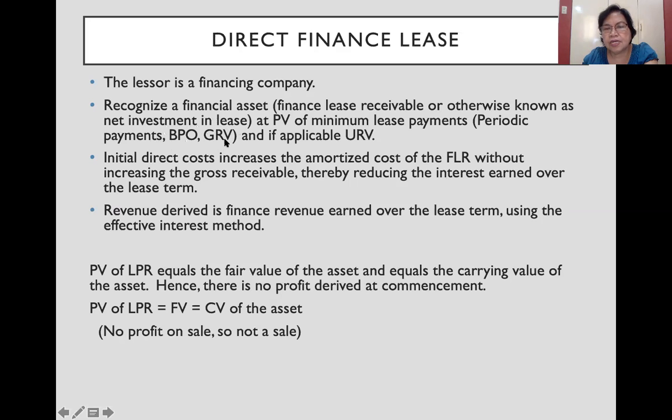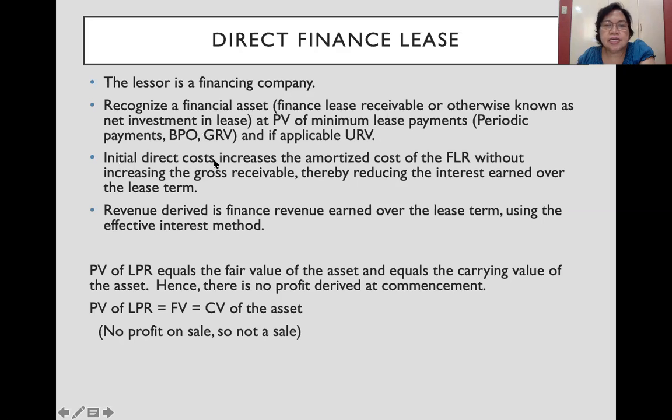However, even if the unguaranteed residual value is not part of minimum lease payments, such receivable also includes the unguaranteed residual value. Therefore, to the lessor, if there is a provision that at the end of the lease term, the underlying asset is to be returned to the lessor, the residual value, whether guaranteed or unguaranteed, is always included as part of finance lease receivable.